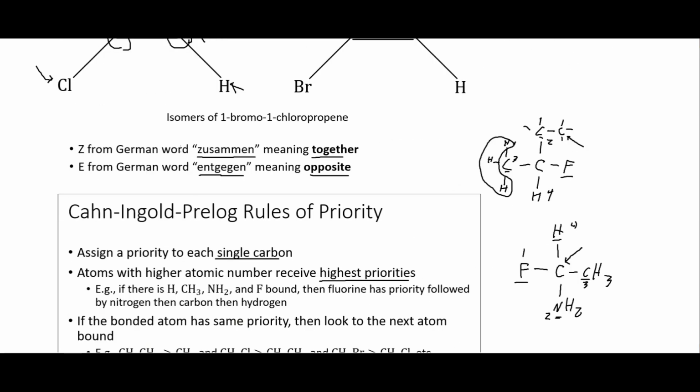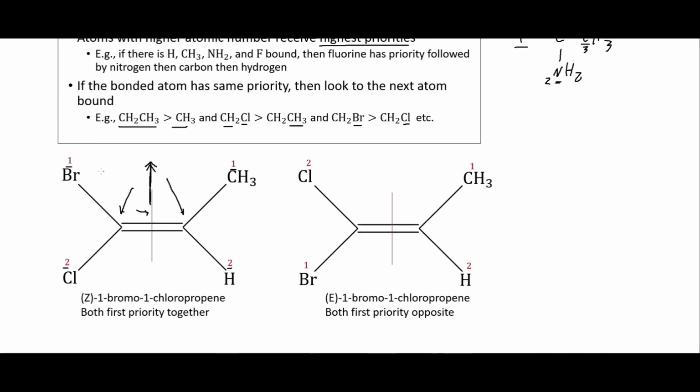So remember, Z is for that German word that means together. And so the two things with higher priority are in the same direction, they're together, and so we call this the Z isomer. Whereas if we have this higher priority one here, then this higher priority one opposite it, then we call this the E isomer here. And so this one we'd call the Z-1-bromo-1-chloropropene.